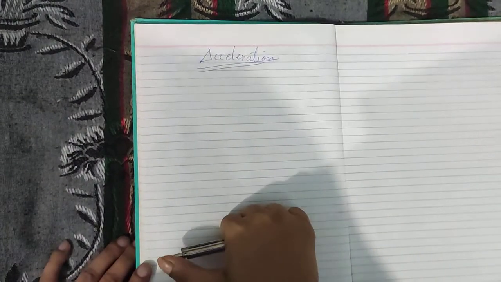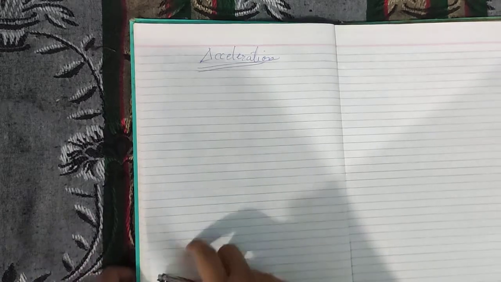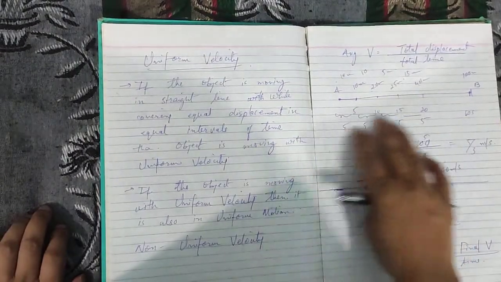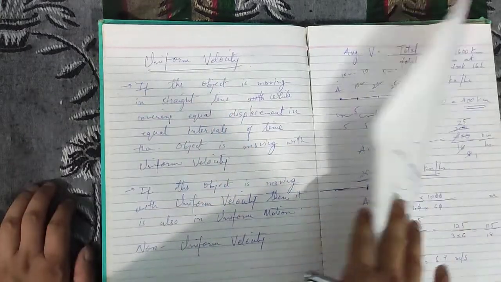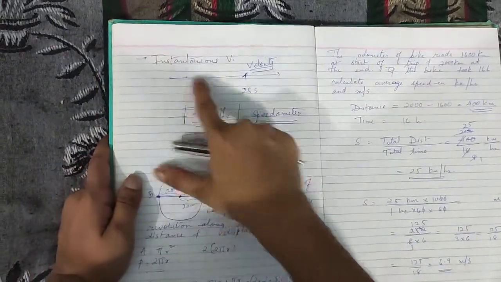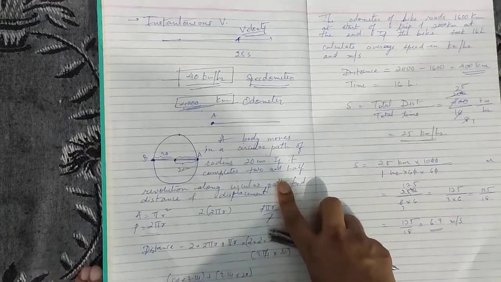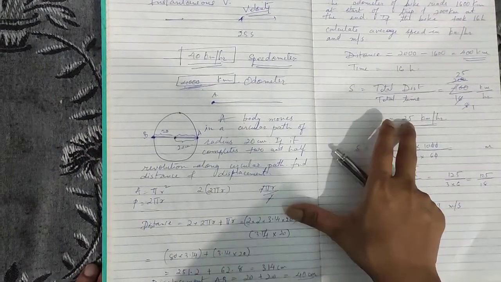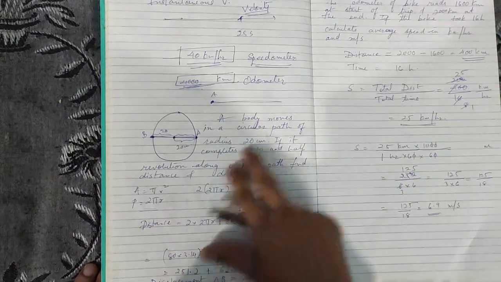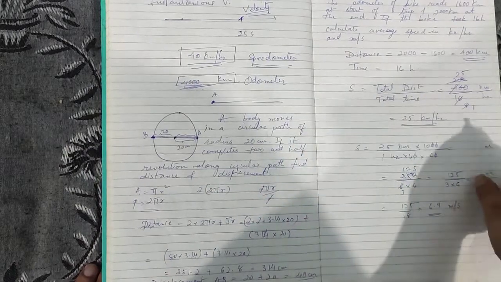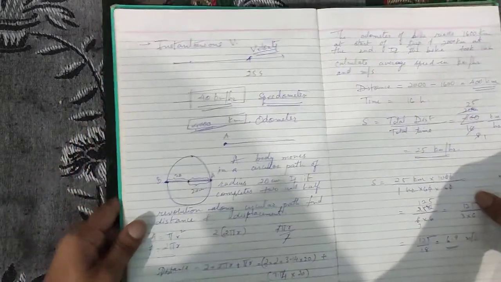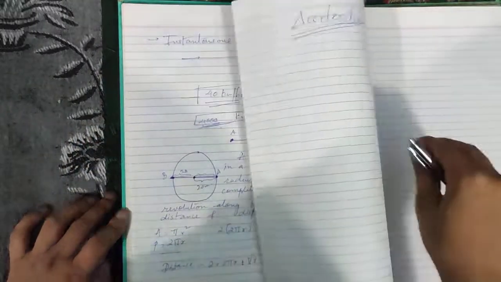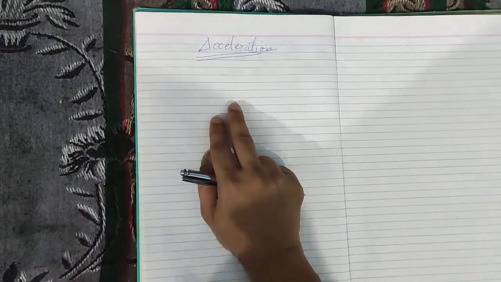Hello students. So in the previous video we talked about velocity, and before that we talked about uniform motion, uniform velocity, and we also talked about instantaneous velocity. We also saw two of the numericals that were related to distance and displacement, and now we are moving on to another physical quantity, that is acceleration.